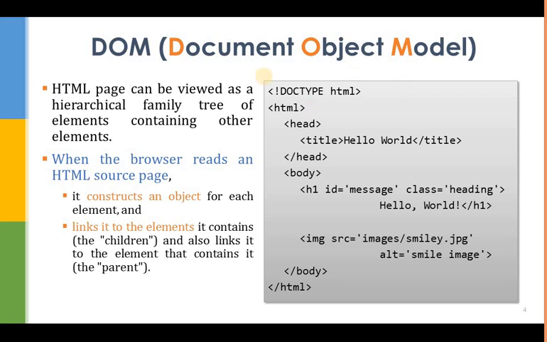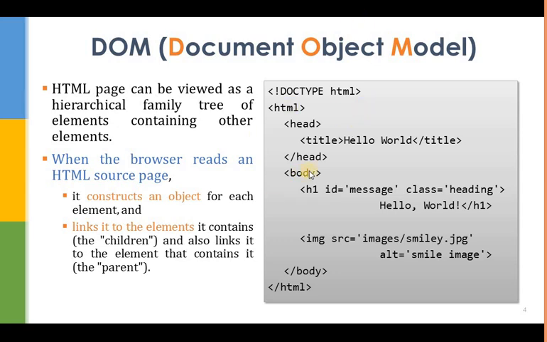That means this is our head element, so it creates one object for head, one object for body, one object for the h1 tag, one object for the image tag. So for every element it creates one object, and it links it to the elements it contains, that means the children of that particular element, and also links it to the element that contains it, that means the parent tag.